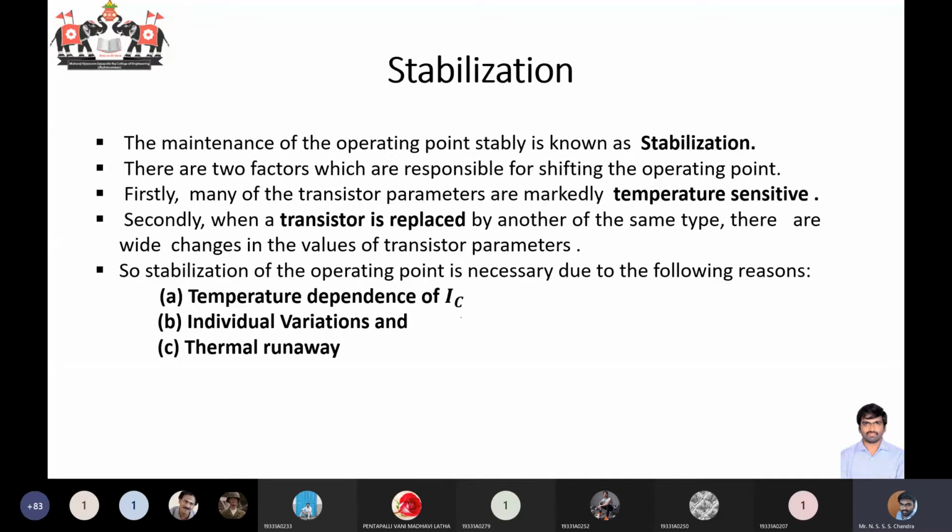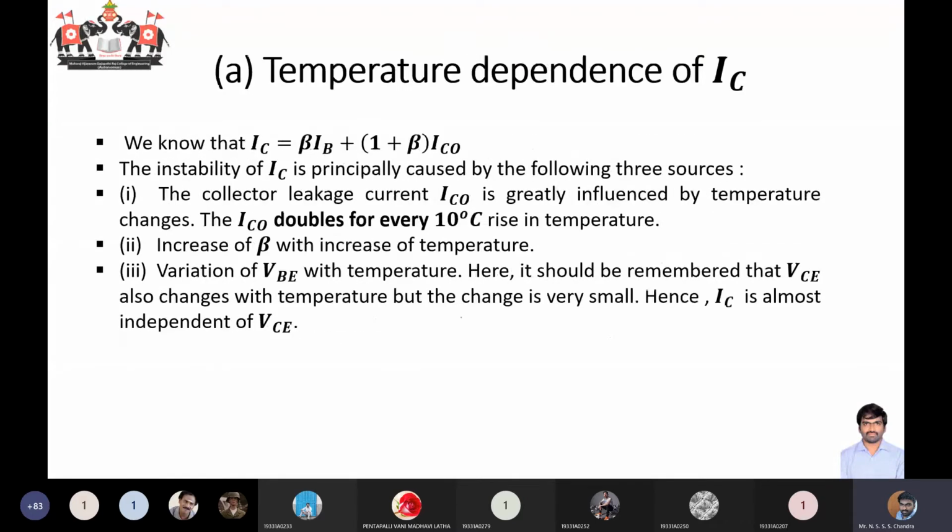Next, for the third one, there is thermal runaway. We shall see each and every point: temperature dependence of IC, then individual variation, then thermal runaway. Already we have spoken regarding temperature dependence of IC.